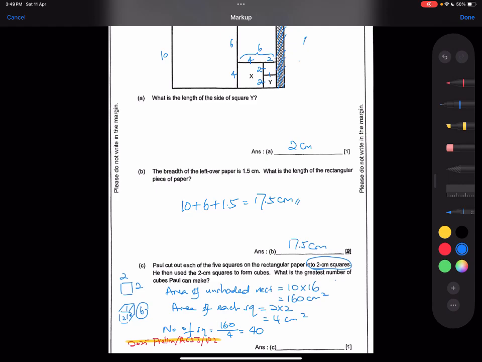So the greatest number of cubes that Paul can make, number of cubes equals 40 pieces of paper divided by 6. We have 6 and remainder 4. Okay, since the remainder 4 cannot be used to make 1 cube, our answer is 6. 6 cubes. Okay, done.